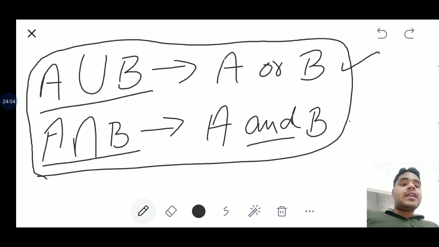Clear? If they are saying A and B, it means they want both A and B. In intersection we need both A and B. Are you getting? But in union, I may consider the elements of only A also, only B also, both the elements also. Is it clear, everyone?